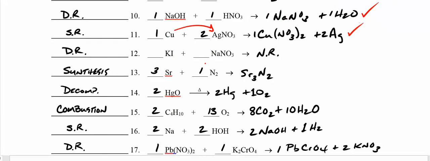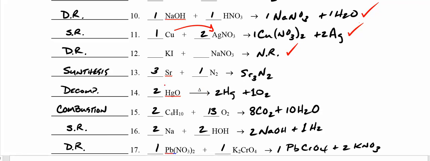We have potassium iodide and sodium nitrate. Folks, there's just no reaction here because of the fact that no precipitate is formed. It's just that simple. It's a double replacement reaction, but if no precipitate and no water is formed, you don't have a reaction. This one is no reaction. Let's look at number 13.